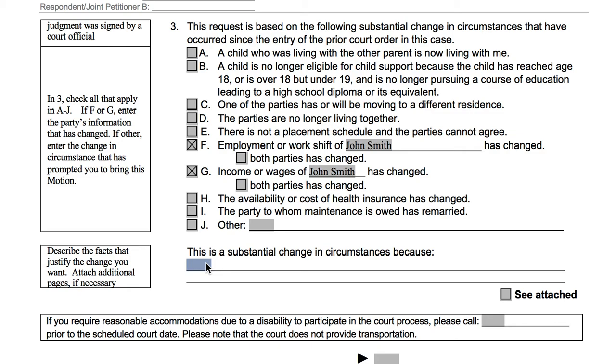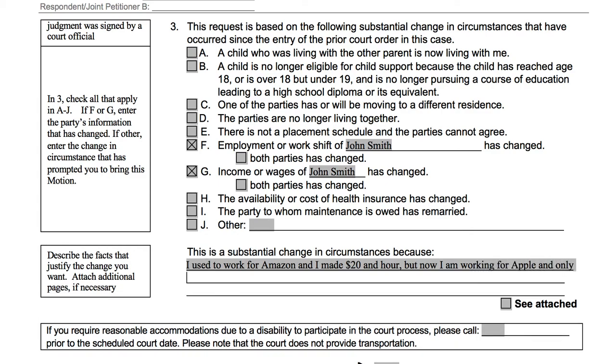And you'll just write what's happening. So if John were writing this, he might say, I used to work for Amazon and I made, say, $20 an hour. But now I am working for Apple and only make $16 an hour. And you can include, again, multiple things here.